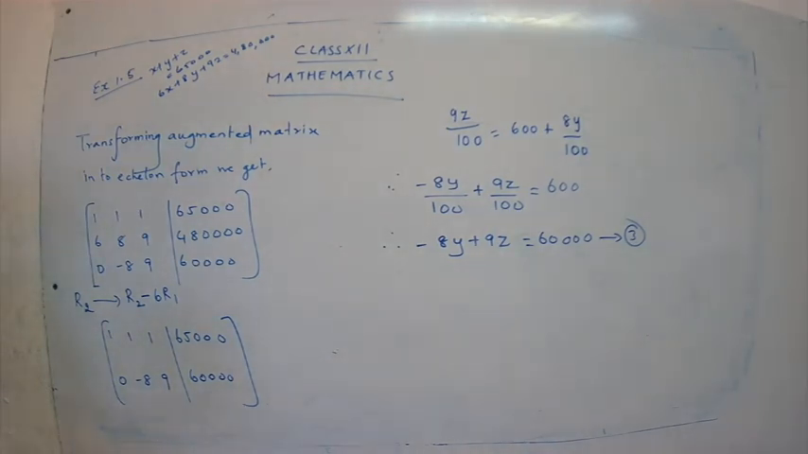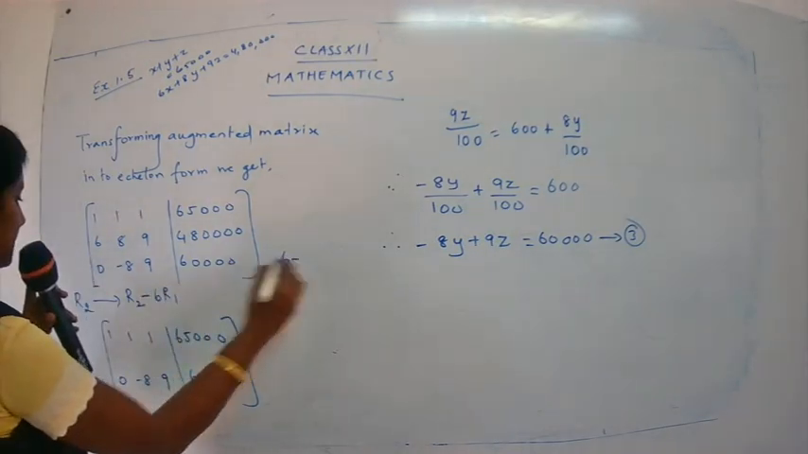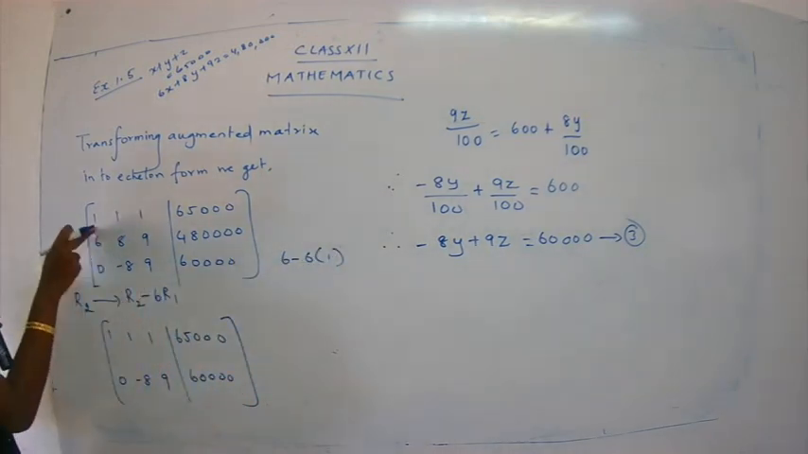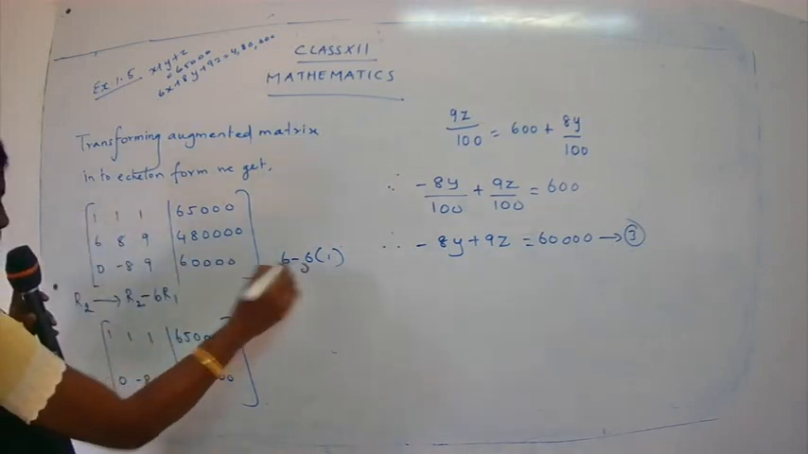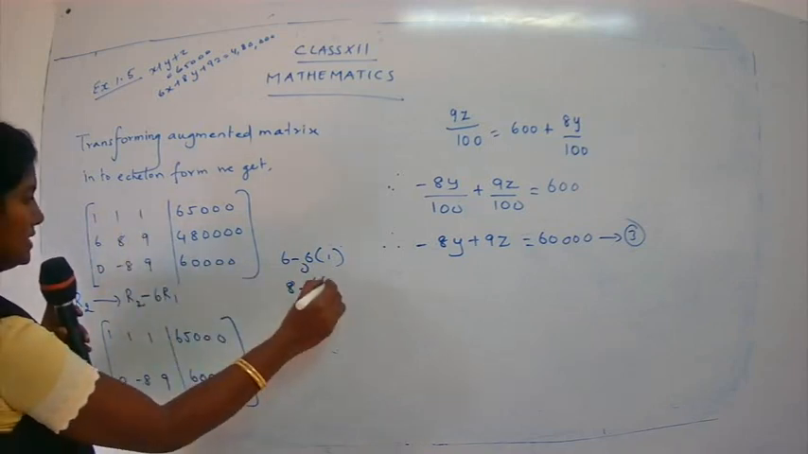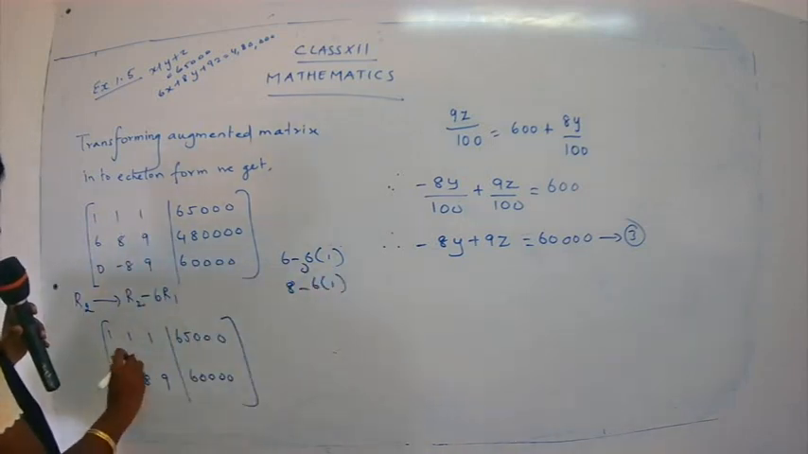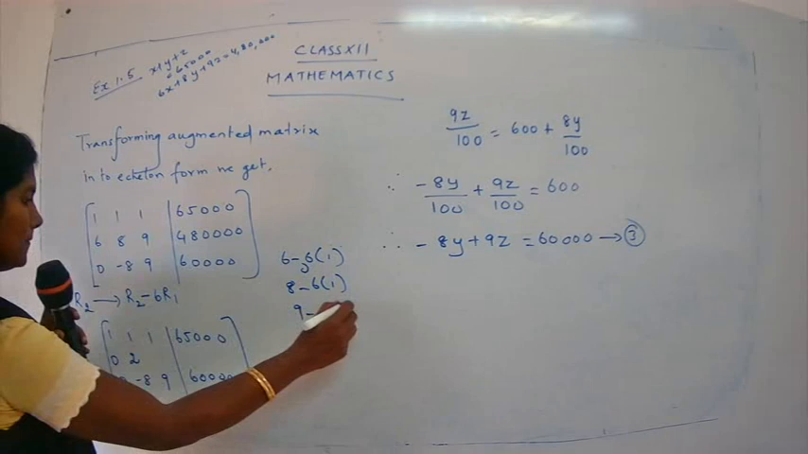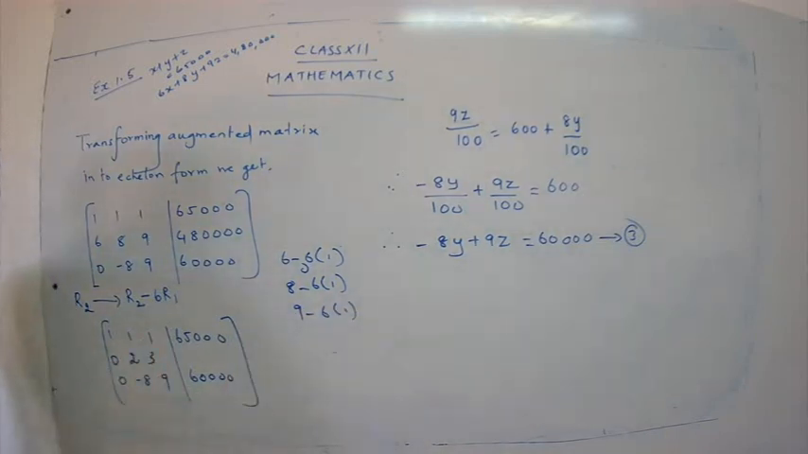Have you solved? You have to find four unknowns, that's all. You don't have a lot of work over here. The first one is already clear: 6 minus 6 gives you 0. I told you to choose the corresponding row. If you are taking R2, you have to take the same corresponding R1. So 8 minus 6 into 1 is 2. You get 2 here. 9 minus 6 is 3. So 0, 2, 3.